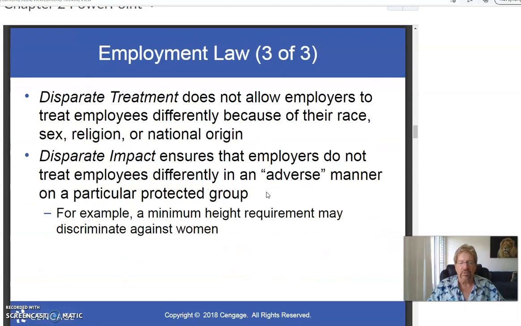Okay, more employment law. Now, guys, you might think, Dr. Tom, why are we going over this? Well, let's say you're a medical assistant and you get hired and you do a good job, and 4 or 5 years down the road, you're the manager of the office. Well, you'll be dealing with these kinds of things. Disparate treatment does not allow employers to treat employees differently because of their race, sex, religion, or national origin. Disparate impact ensures employers do not treat employees differently in an adverse manner on a particularly protected group. For example, a minimum height requirement may discriminate against women.